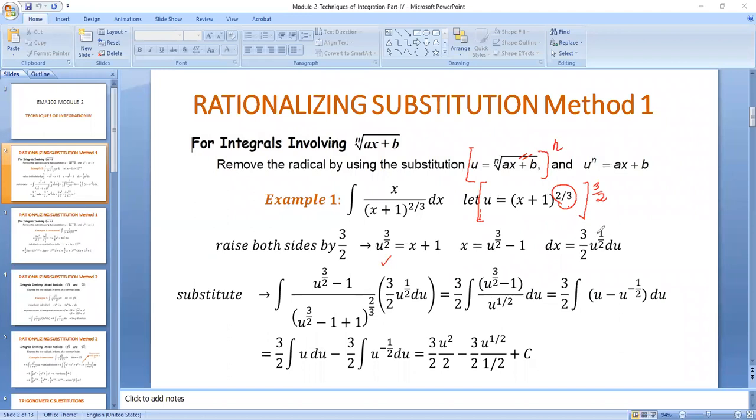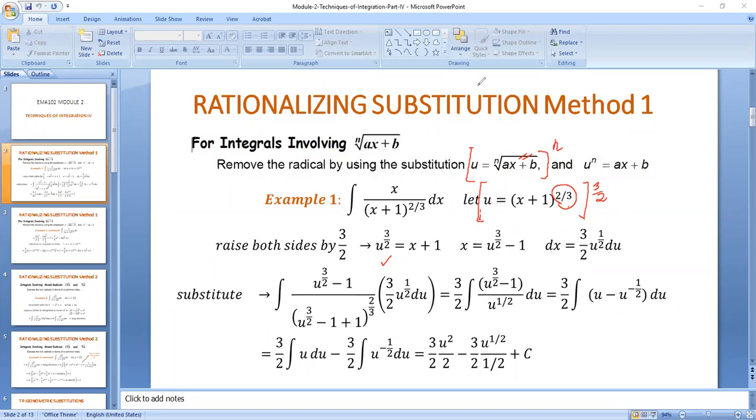And then differentiate. So you differentiate what? This equation of yours, which expresses your original variable in terms of the new variable u, which also depends on the letter that you want to use. So differentiate the left side and the right side of this equation. So you will have dx on the left side. This one will require the power rule. So that would be 3/2 u raised to 3/2 minus 1, which is 1/2, du. The derivative of the negative 1 is 0. So you only have this one here.